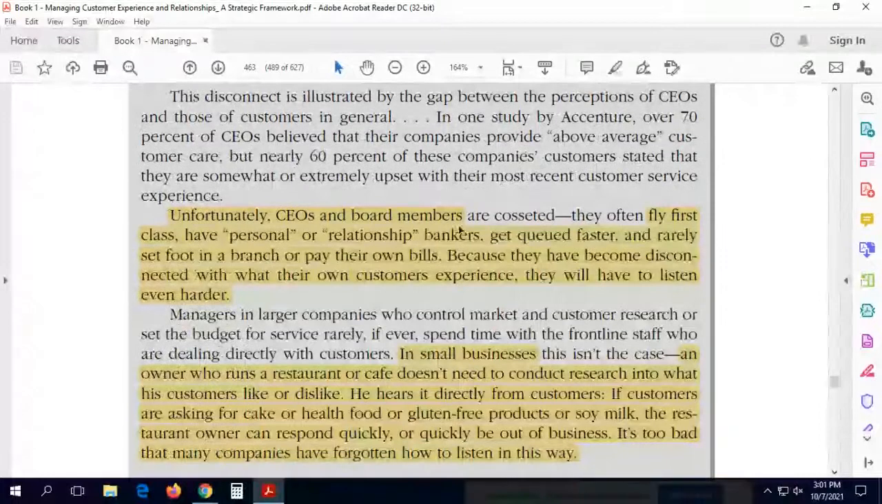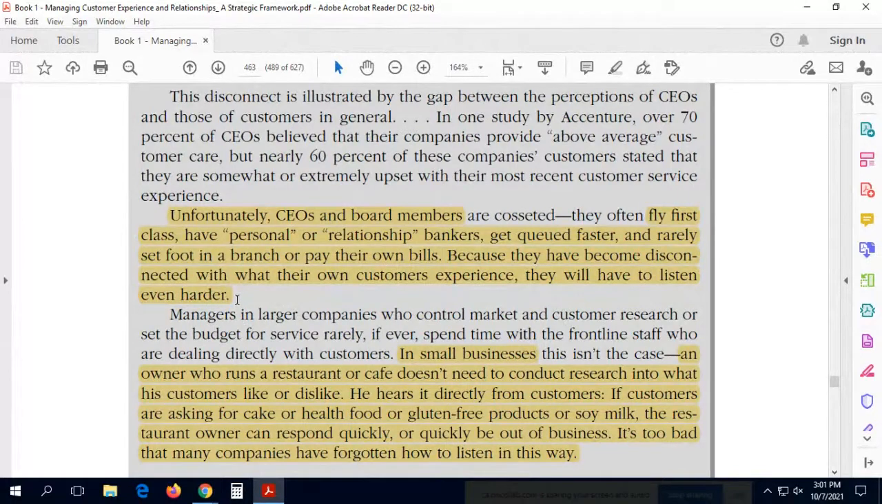Unfortunately, CEOs and board members fly first class, have personal relationship bankers, get quit faster, and rarely set foot in a branch or pay their own bills. Like the CEOs, board members, decision makers in a company, they are making good money. They are living a different life. They don't know the lifestyle of an ordinary consumer and its challenges. And because they have become disconnected from what their own customers experience, they will have to listen even harder. It's a very good statement.